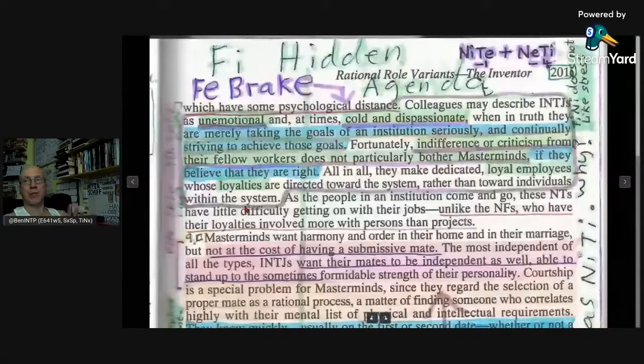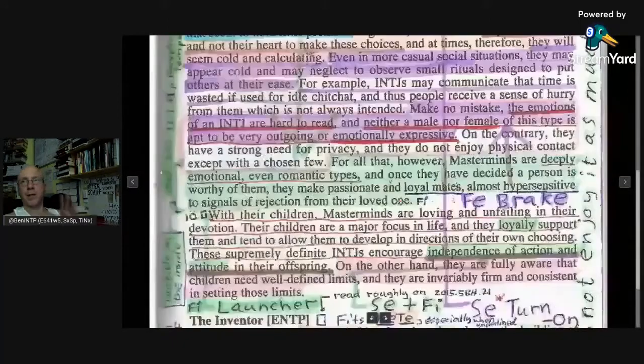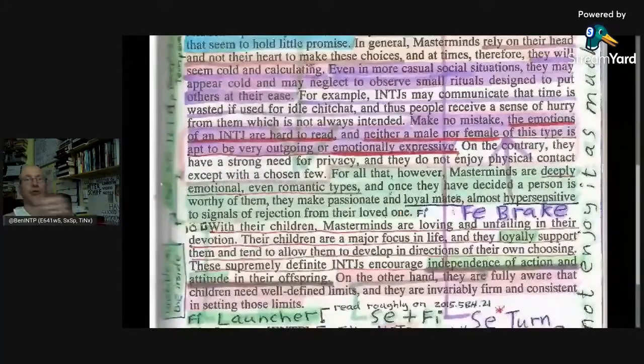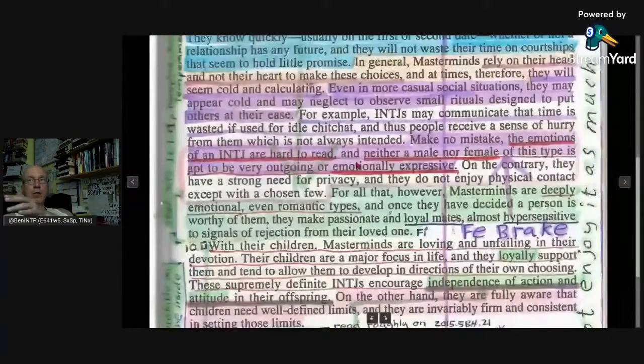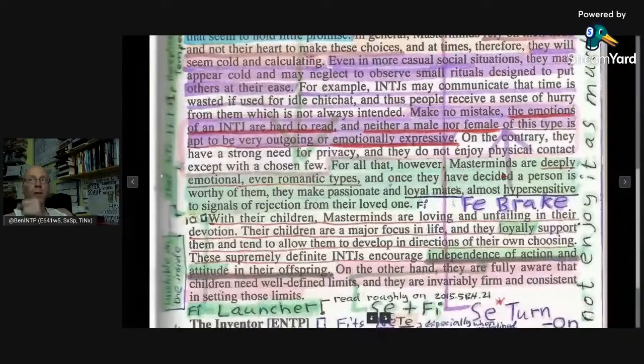Now this is where we get towards the FI. In this bit here again, emotions are hard to read. FE polar, not be emotionally expressive, right? But here we go. For all that, however, masterminds are deeply emotional, even romantic types. So this is the FI inside that harsh FE exterior. Sometimes harsh, stereotypically harsh.